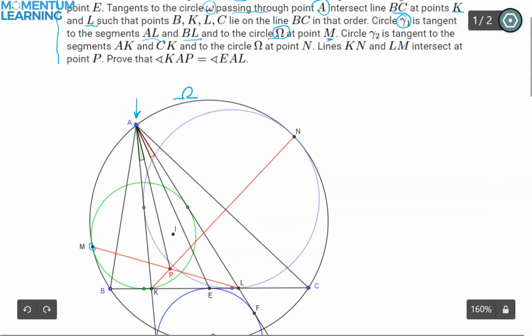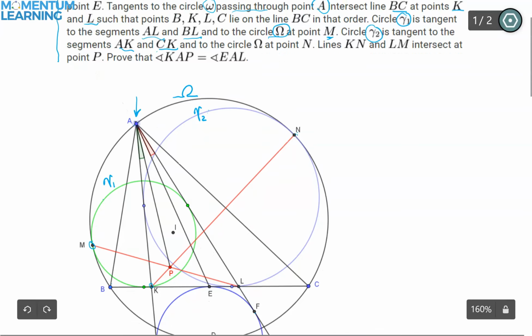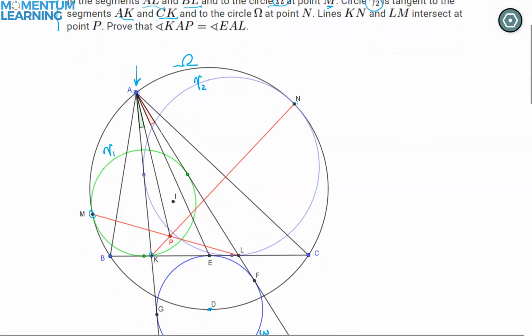All right, let me have the picture over there. And similarly, this one is gamma 1. In the same way, this is gamma 2, I guess, right? Gamma 2 is tangent to AK, CK. Remember, K is this point. AK, CK, and the circumcircle at the point N. All right, so that makes sense. So that's gamma 2.